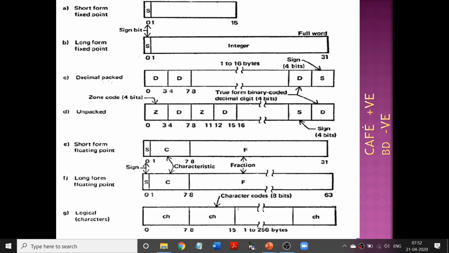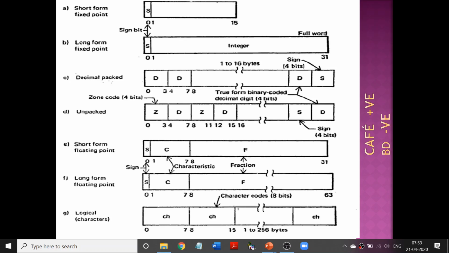Before going into the decimal packed and unpacked, I will move on to the floating point numbers. So we had fixed point number, now we are going to say floating point. Short form fixed point we studied, now we are going to study short form floating point and long form floating point number, right? So what is short form floating point number? One thing you have to remember is the size, 0 to 31, which is 32 bits. So the size of the short form itself is 32 bits.